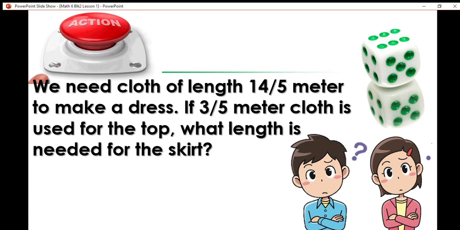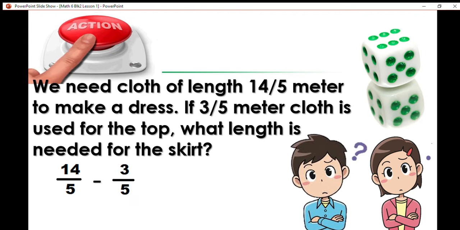So if you are a dressmaker, you have a cloth of 14 over 5 meter to make a dress. If the top will use 3/5 meter, then the remaining will be used for the skirt. So we will use subtraction. So 14 over 5 minus 3/5.